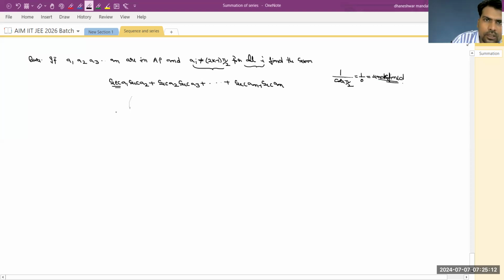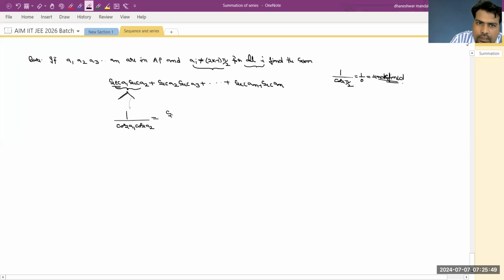Now if you have any equations in the series form, then the method of difference will be applied if the sequence is not in AP, GP, or HP. So let's see what I should do. Here, my motive is to convert this term into a difference of two consecutive terms. Can I write this term in cos of A1 and cos of A2? And I want to make this term into a difference.